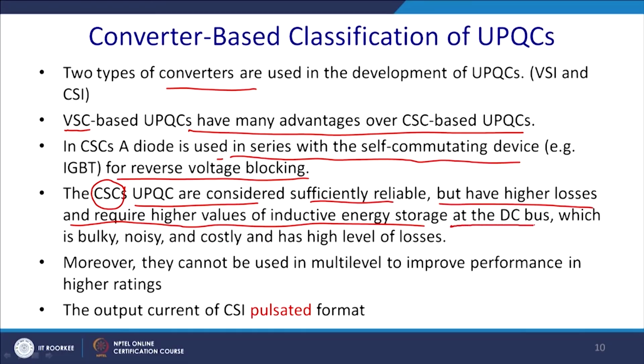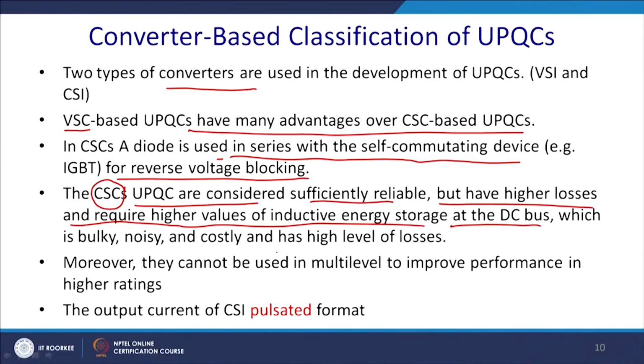Storage at the DC bus is bulky and noisy, because the switching may actually be within our audible range, that is 20 hertz to 20 kilohertz. So, that is generally 1000 hertz. So, a cranky noisy sound will come out from the inductor, and it has a high level of losses. So, due to these disadvantages, we generally do not use the current source converter.